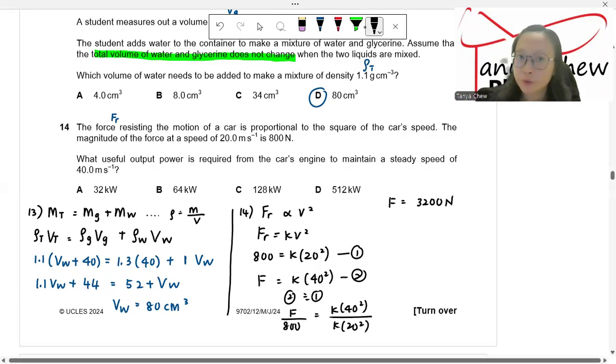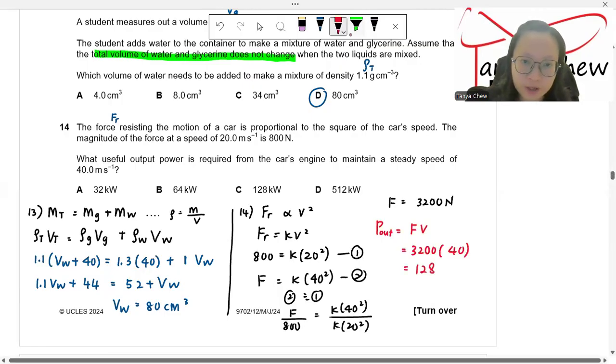But this is force. Remember, it is not power. To find power, output power is equal to the force times the speed, the steady speed. So 3200 times the steady speed, which is 40, you should end up getting 128,000 watt, which is C. 128 kilowatt is the answer.